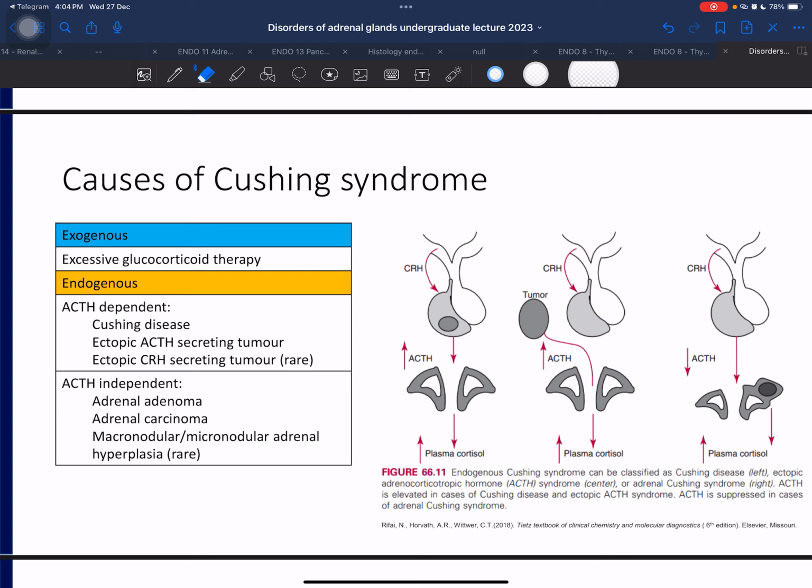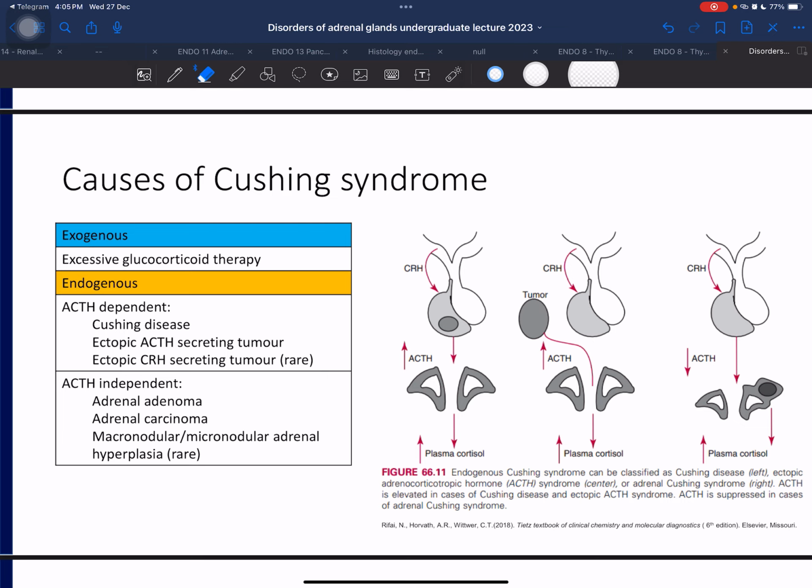What it means here is the excessive production of cortisol is either due to an ACTH dependent cause, meaning there's an increase in ACTH that stimulates the cortisol production to be increased. ACTH independent means it has nothing to do with ACTH. The ACTH production is normal, but somehow the cortisol production is increased. Okay, so this is how we divide them. And on the right here is just a diagram to show you the different etiologies from one of the textbooks. Okay, I'll go through each of the etiologies.